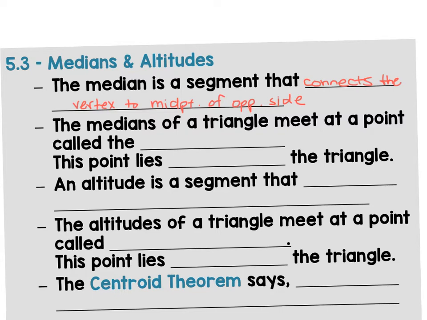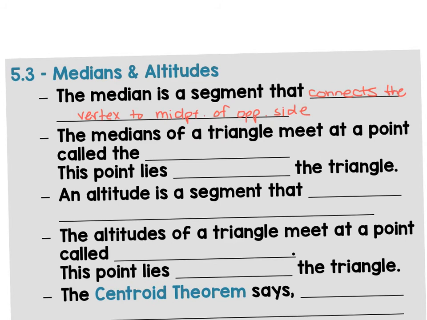The medians of a triangle meet at a point called, it's been 24 hours. Centroid. And this point lies blank the triangle. Inside. Medians and centroids are always inside.